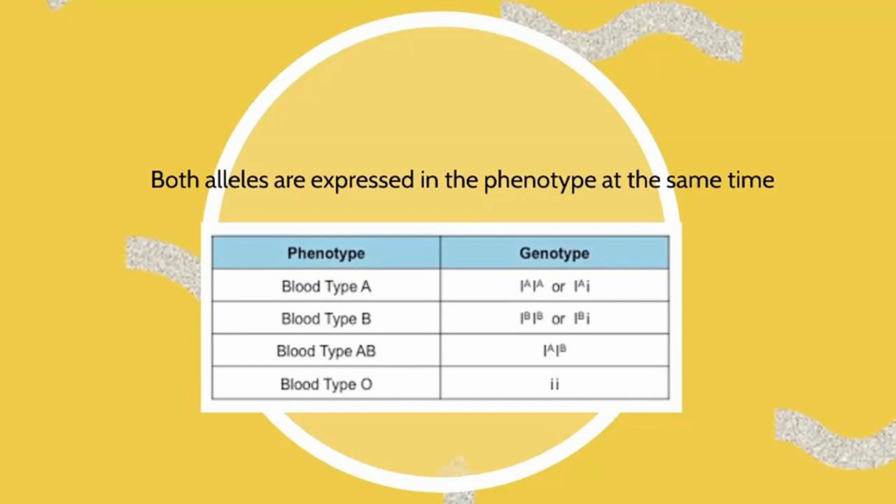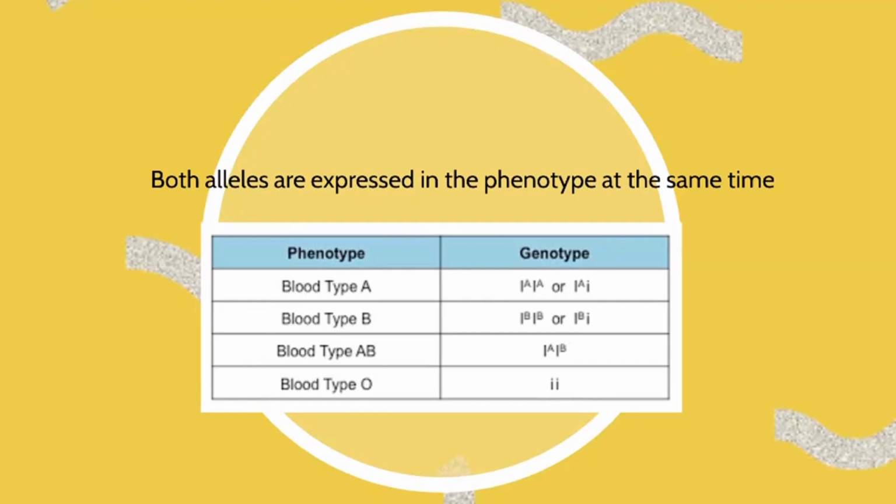Recessive is that it must have two of those alleles to be expressed, and codominant means that two alleles can be expressed in the phenotype at the same time. So an example of this is in blood type.